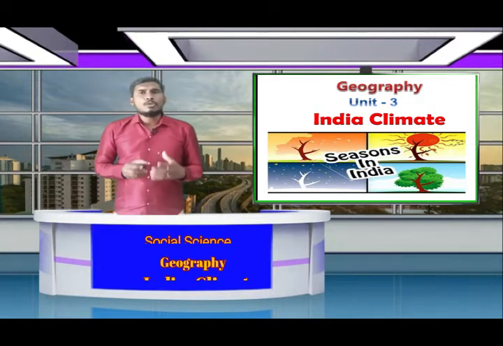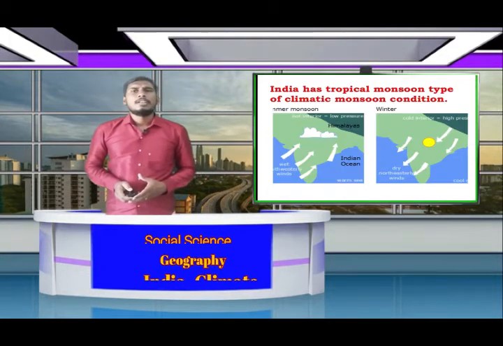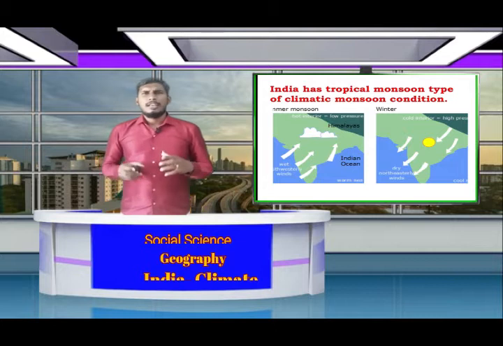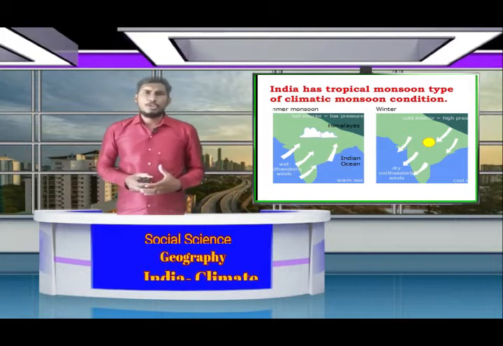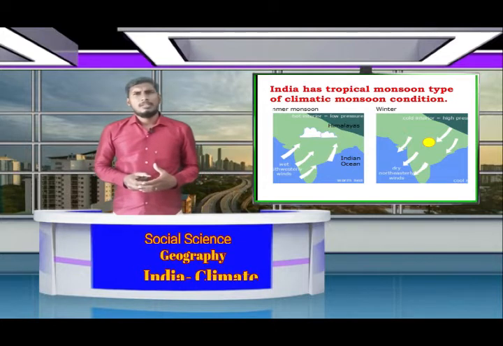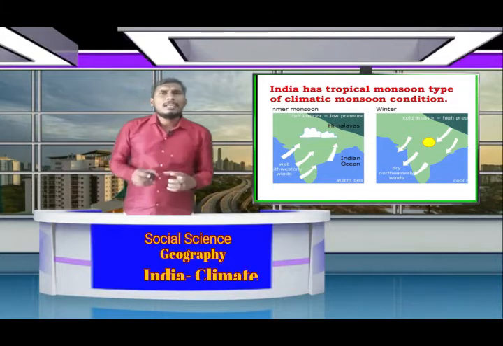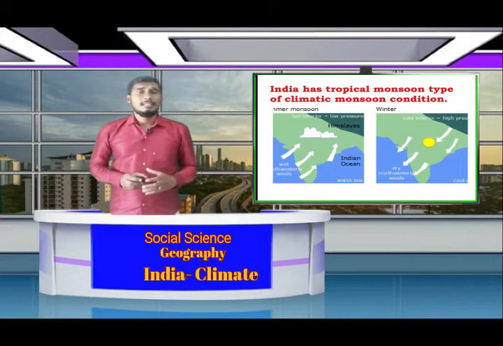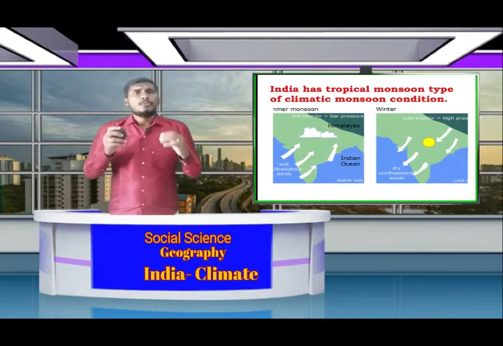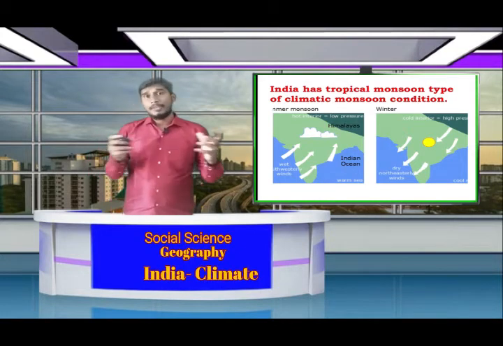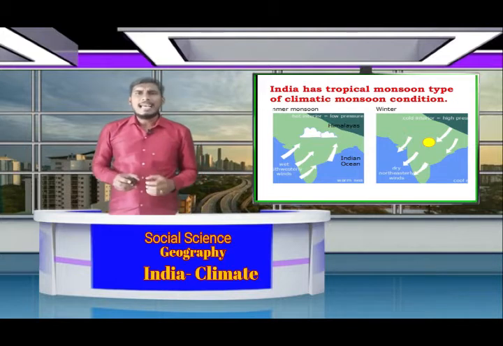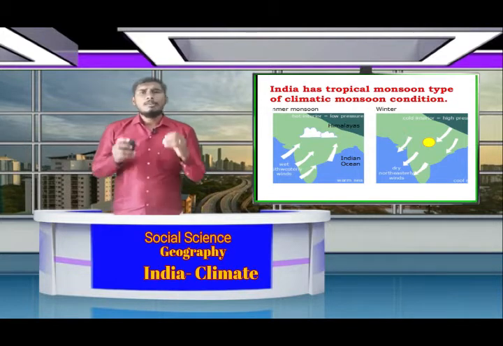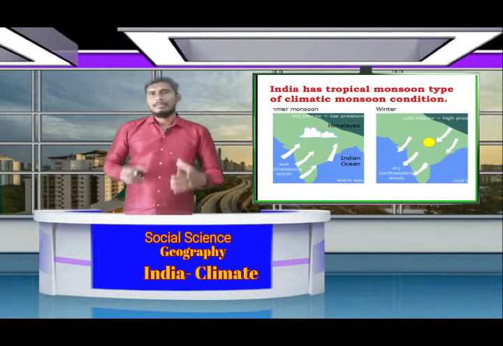When we speak about Indian climate, India has a tropical monsoon type of climate. It has tropical monsoon conditions. The reason is India falls in the tropical zone. So it has a tropical monsoon type of climate.